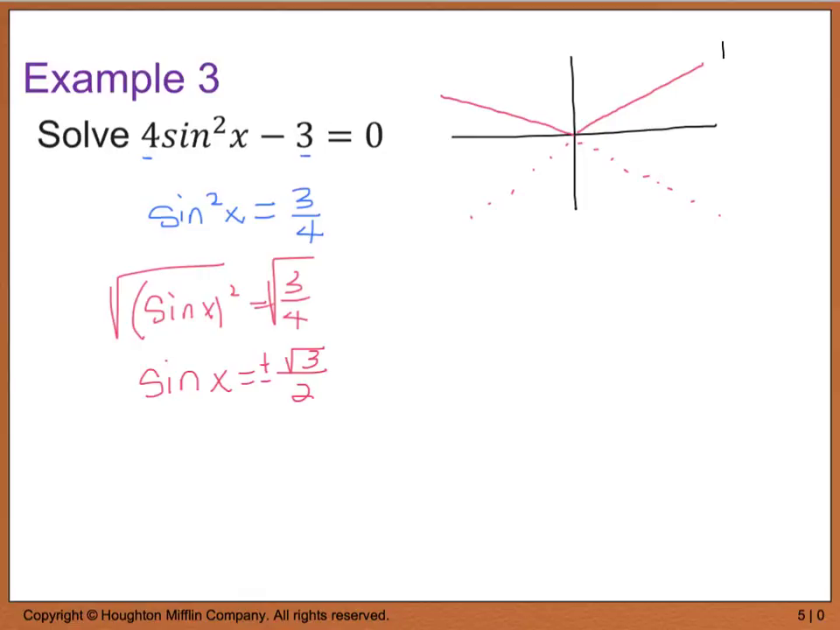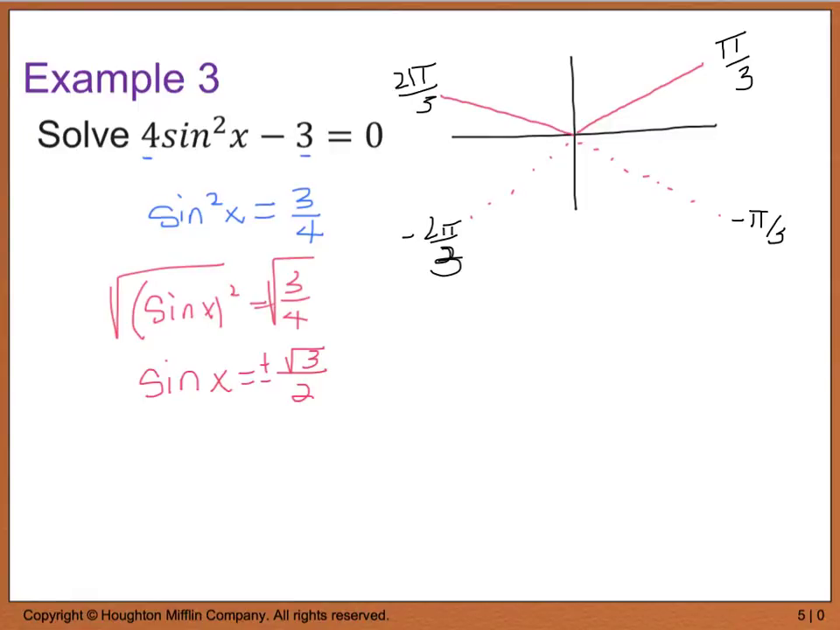So to get a positive square root of 3 over 2, this will occur at a positive pi over 3 and a positive 2 pi over 3. But because it's plus or minus, I can also get a negative pi over 3, which is really 5 pi over 3. Or I can have a negative 2 pi over 3.